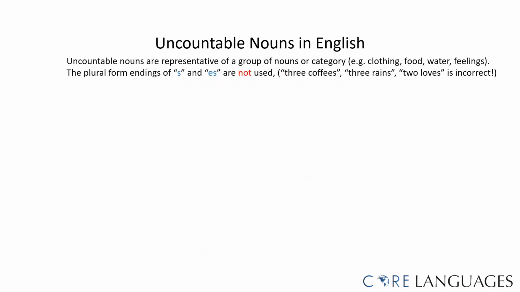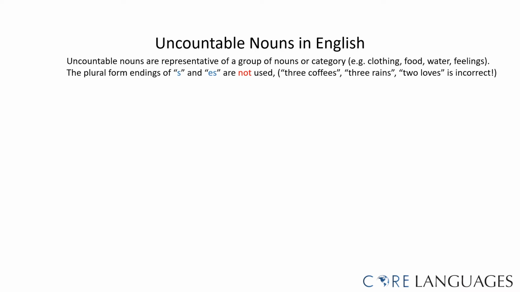Uncountable nouns are usually representatives of a group of nouns or a category. For example, clothing, food, water, or feelings. We do not use the plural s or es for uncountable nouns. For example, it would be incorrect to say 3 coffees or 3 rains or 2 loves.